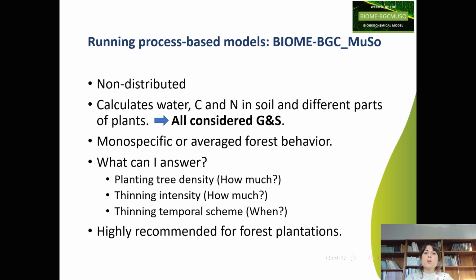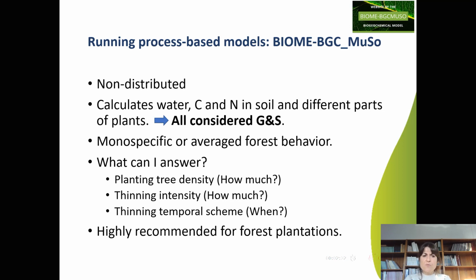If we're going to use Biome-BGC MuSo, we have to know it is a non-distributed model. So we are going to calculate the average biome, or we know we have a very homogeneous biome that we are going to work with. But we are not going to get differences between species because it is, on the one hand, non-distributed in space, but also monospecific. So it averages the forest behavior. It calculates water, carbon, and nitrogen in soil and in the different parts of the plant. So it can calculate all the considered goods and services in our DSS tool.